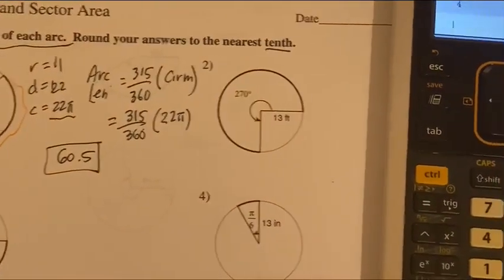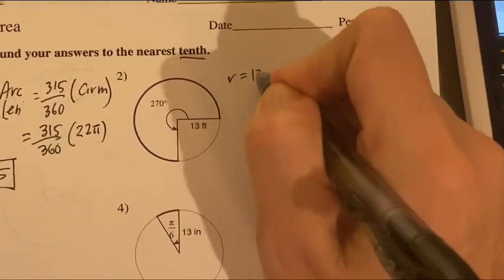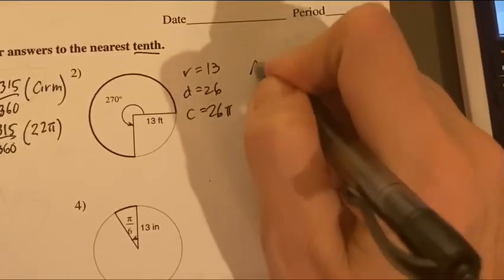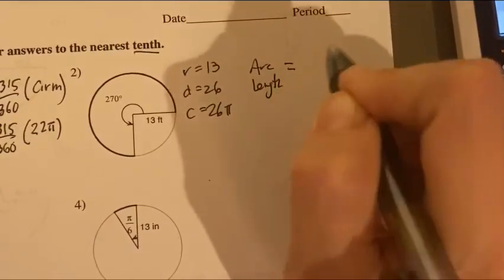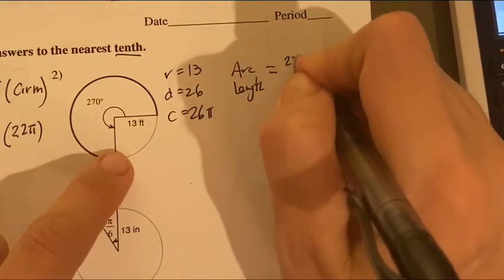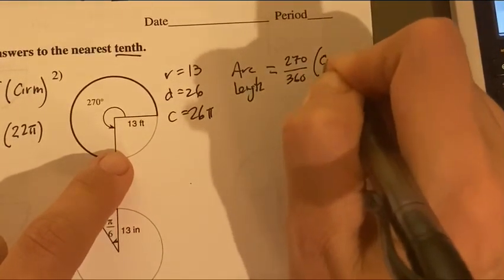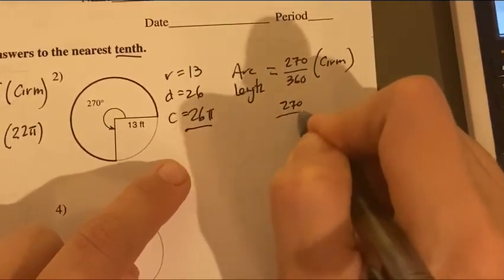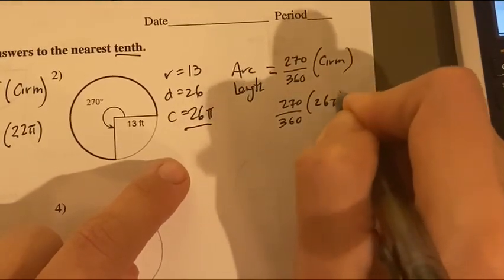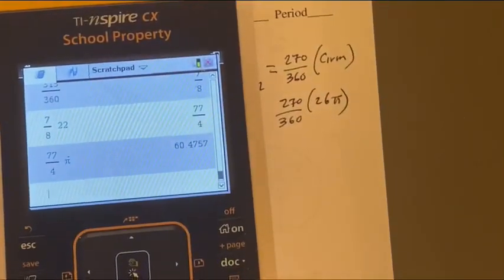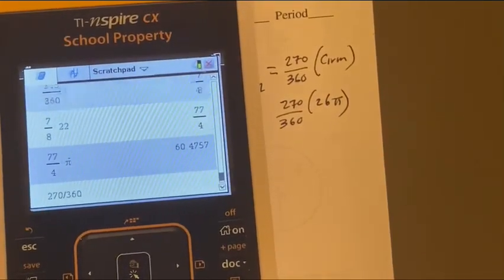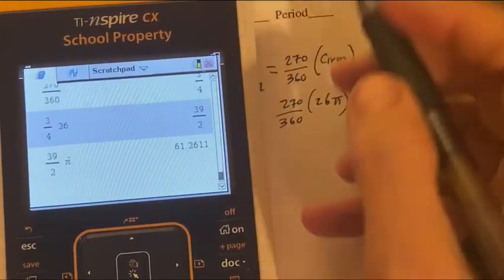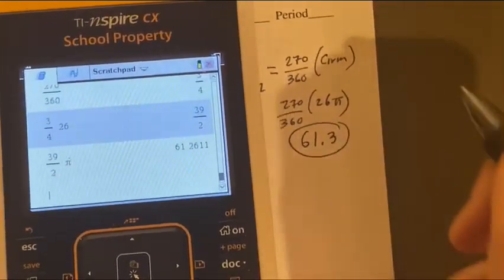All right, let's do another one. This one's radius 13, diameter 26. So the circumference of this circle is 26 pi. Okay, so the arc length would be that portion, 270 out of 360, of whatever the whole circumference is. So in this problem, the circumference is 26 pi. Let's type 270 divided by 360, enter, times 26, enter, times pi, enter. I get 61.3.